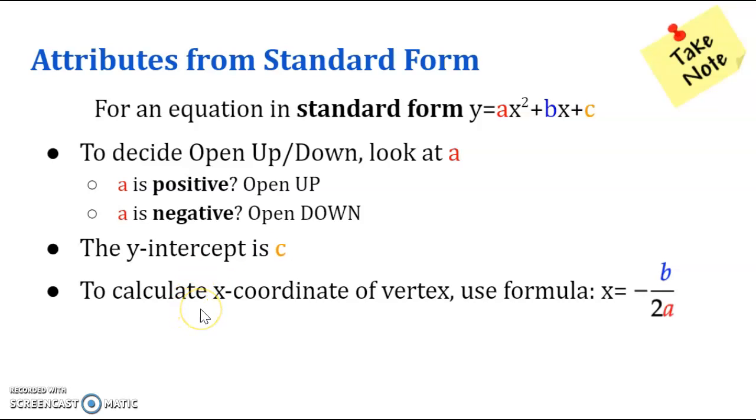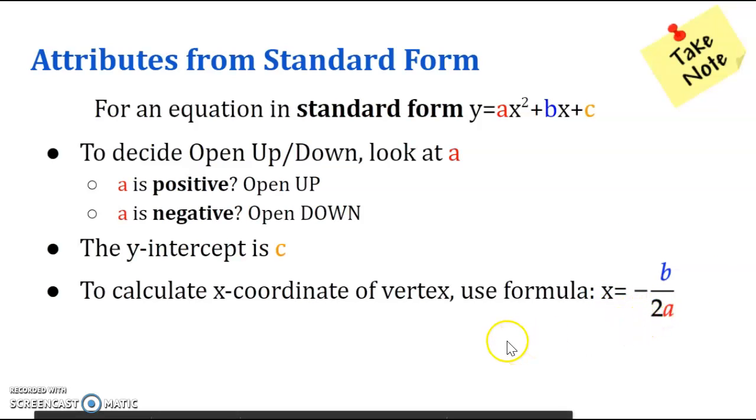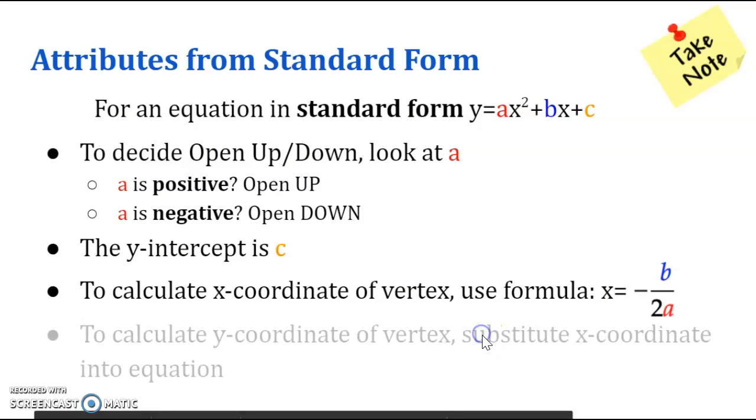And to calculate the x-coordinate of the vertex, if you have figured out the x-intercepts because the equation is easily factorable, then you know how to figure out the x-coordinate. Another way, from the standard form, to figure out the x-coordinate of the vertex is using this formula: x is equal to negative b over 2a. This is a formula that you're just going to have to memorize. So x is equal to negative b over 2a.